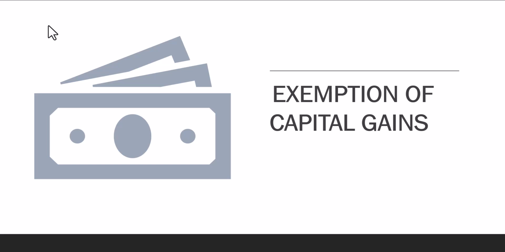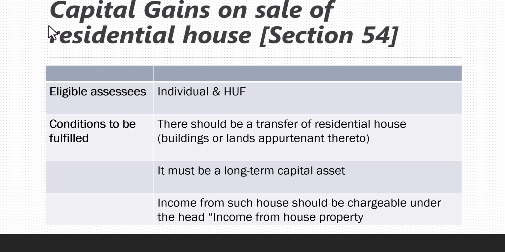Okay. So there are certain exemptions which are given under the capital gains. The first exemption is this. Read this, which is called Section 54. Capital gains on the sale of residential house. Eligible assessees: individual and HUF. Conditions to be fulfilled: there should be a transfer of residential house, building or lands appurtenant thereto. It must be a long-term capital asset. Income from such house should be chargeable under the head income from house property.